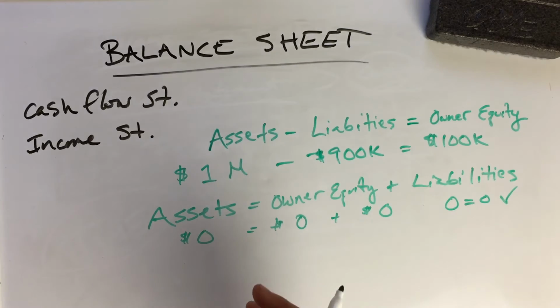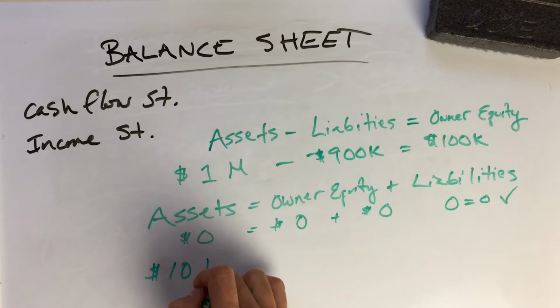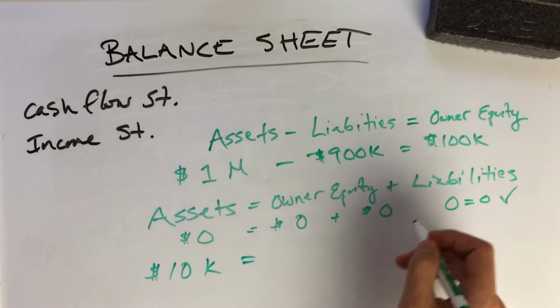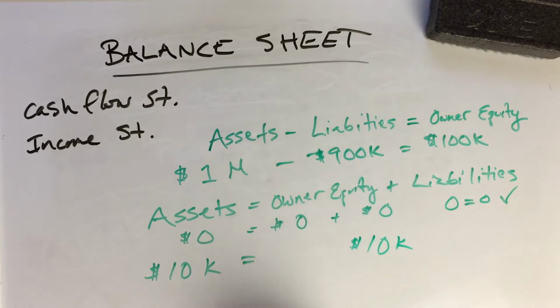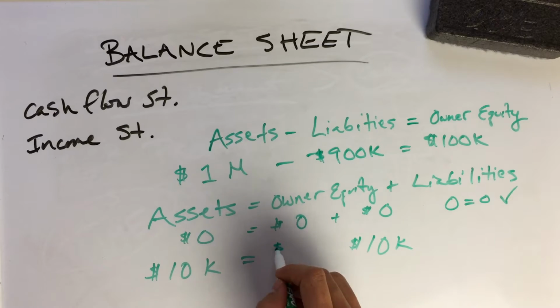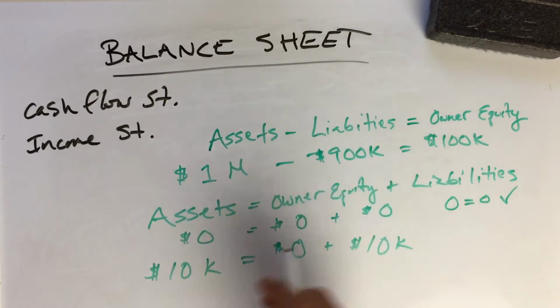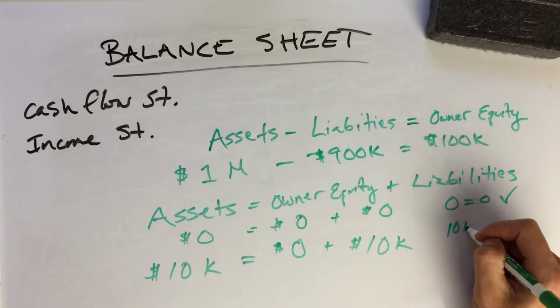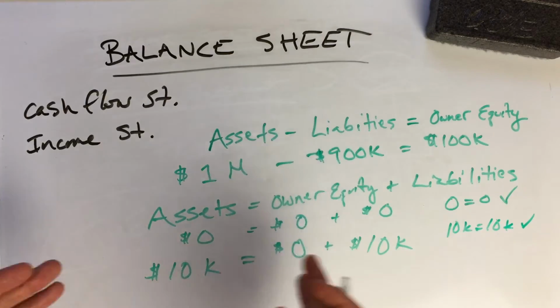Let's say you borrow $10,000 from someone and your intention is to go buy some lemons. At that point, you've got $10,000 in cash. You have a liability of $10,000 that you owe to whomever you borrowed it from. And it turns out you have 0 equity in your business because you haven't actually started selling or making lemonade or doing anything. But you can see that the equation works out. 10K equals 10K. So your balance sheet is correct.